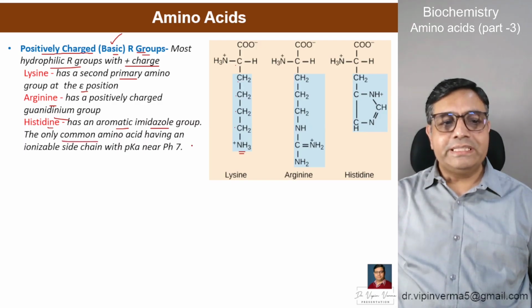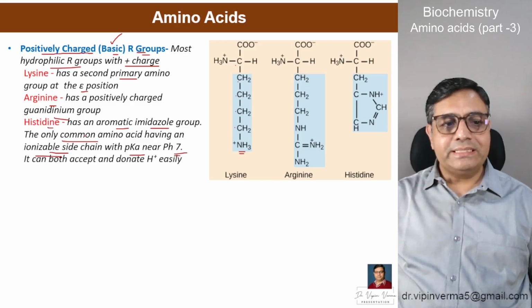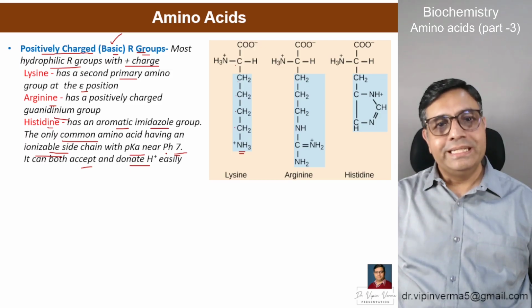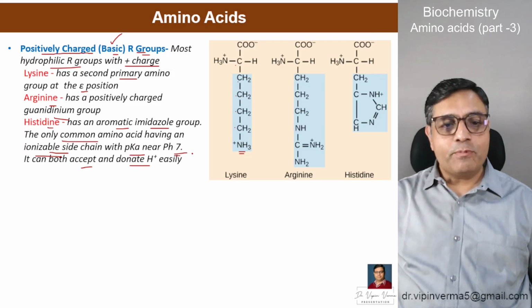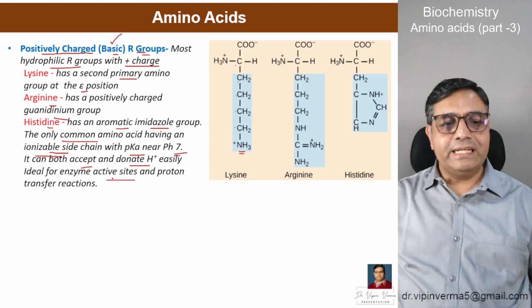This is the only common amino acid which has an ionizable side chain with pKa near pH 7. So that means near biological pH. So it can be ionized, and therefore it can both accept as well as donate protons easily, right? That property makes it a very useful amino acid for active sites in enzymes and proteins which take part in proton transfer reactions. So you will find histidine in such places.